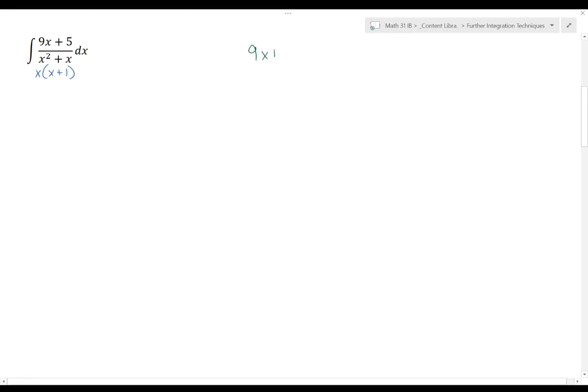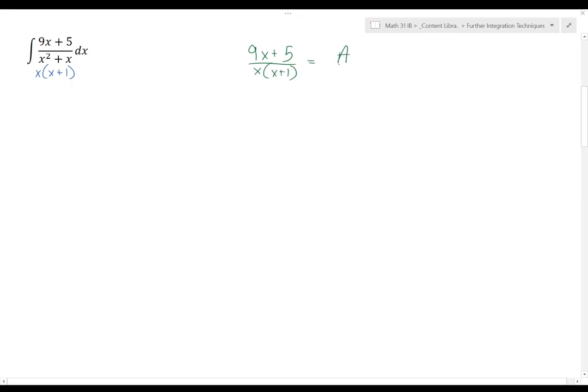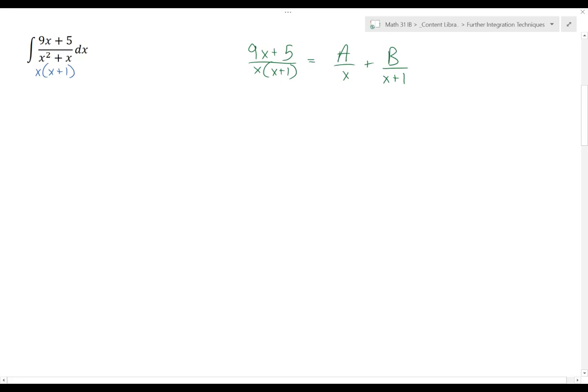In other words, 9x plus 5 over x times x plus 1 could be the result of adding some fraction with a denominator of x plus some other fraction with a denominator of x plus 1. Now, a thing to note here, these numerators would both be constants, and we'll see that it works out in the algebra, but essentially, I want the denominator to have a degree that is higher than the numerators always.